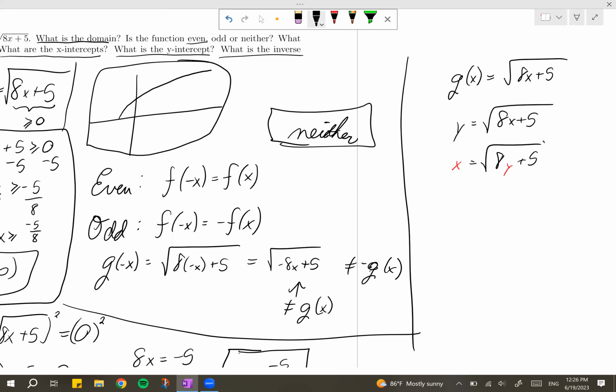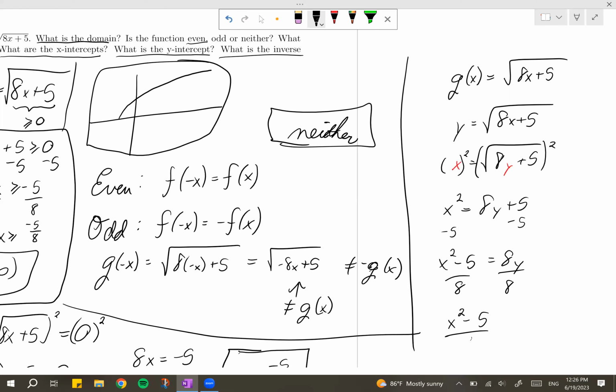First thing I'm going to do is square both sides. So I get x squared equals 8y plus 5. Subtract 5 from both sides: x squared minus 5 equals 8y. And now I'm going to divide by 8, and I get x squared minus 5 over 8 equals y. This would be my inverse function. This y is my g inverse of x.